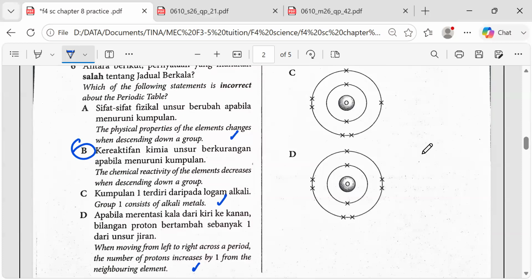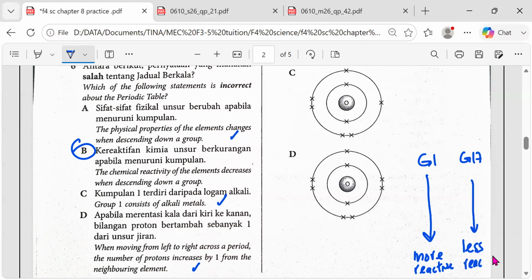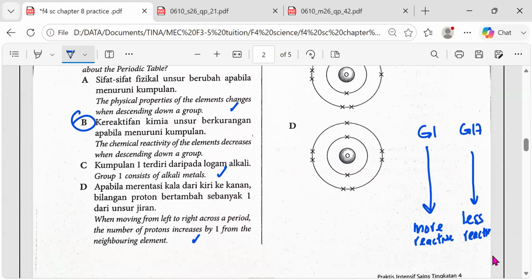When you go down group 1, it becomes more reactive. But when you go down group 17, it becomes less reactive. So it's not always going down is more reactive. Sometimes go down more reactive, sometimes go down less reactive.